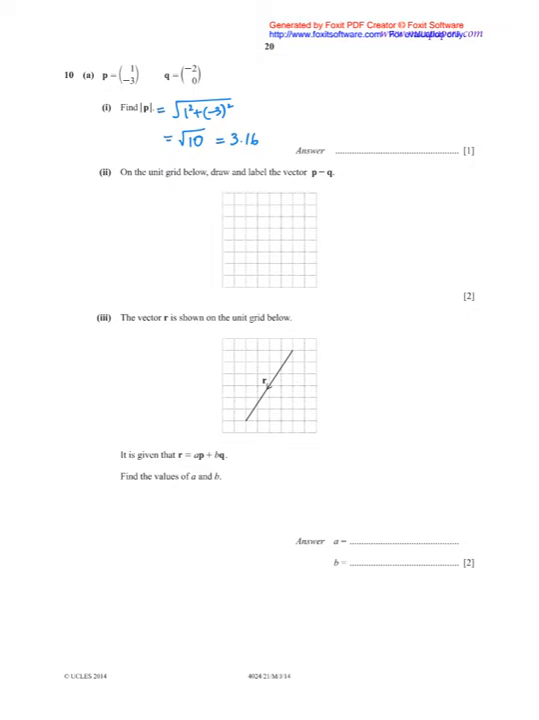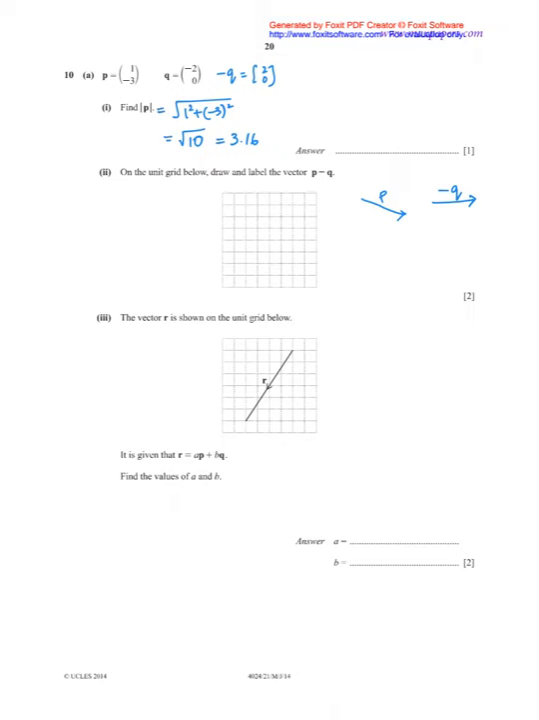On the unit grid below, draw and label vector p minus q. So p minus q is what? P is 1 and minus 3. That means on the x-axis and y-axis, that is p, right? And minus q, so q is minus 2 and 0, so minus q will be 2 and 0. So 2 and 0 means that minus q is in this direction, right?